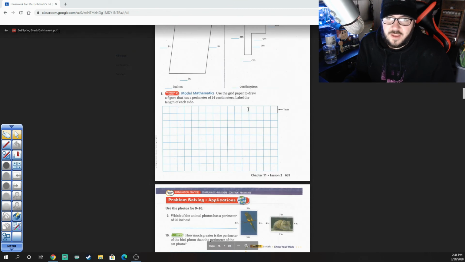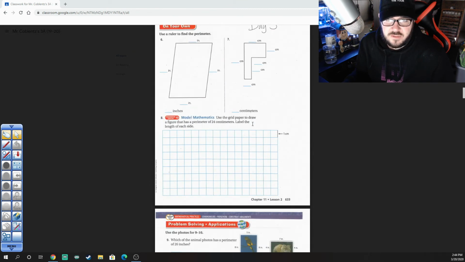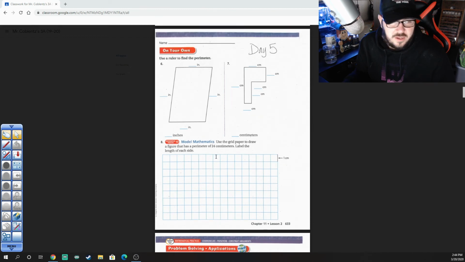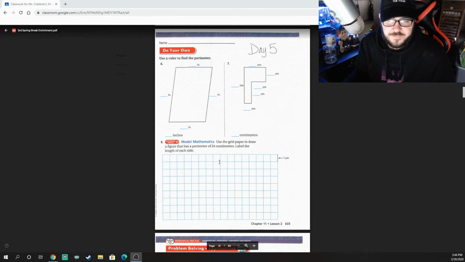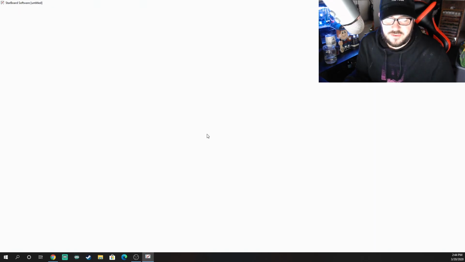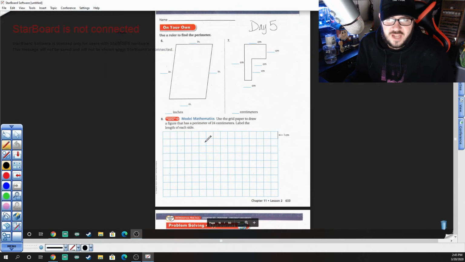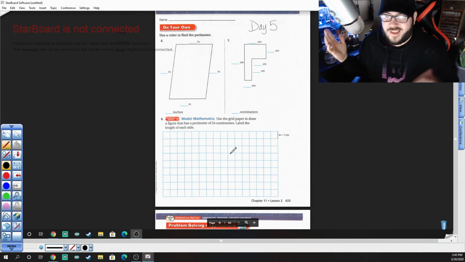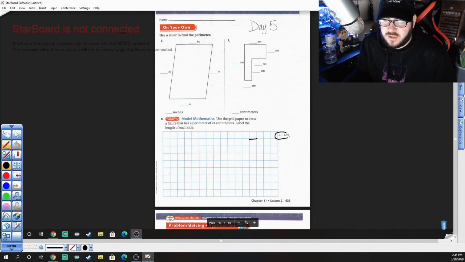The last problem here says use the grid paper, draw a figure that has a perimeter of 24 centimeters. So you're going to want to draw this 24 centimeters. So think about what your sides could be if we're going to get 24. If we're going to have 4 sides, and we got 24, we could do a square. 24 divided by 4. How long is each side going to be? And each thing, as you can see here, is 1 centimeter.